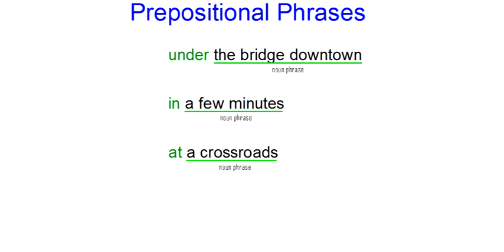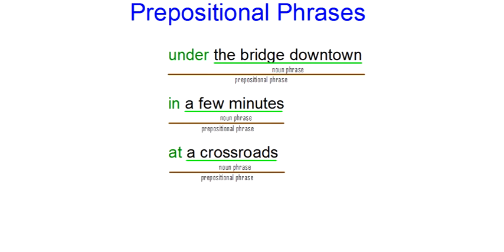Here are a couple more examples of prepositional phrases. And you can see they begin with a preposition and are followed by a noun phrase. So an interesting note about a prepositional phrase is that they always contain a noun phrase. We have the head word, a preposition, and then the rest, which is a noun phrase.